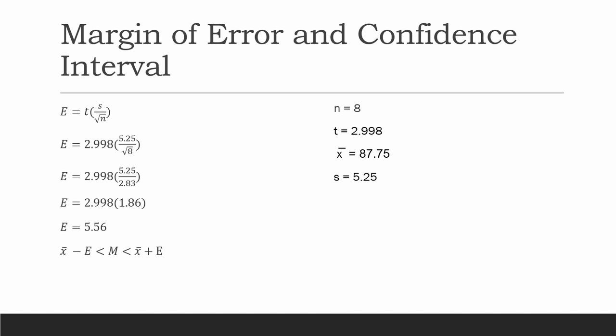Now for the confidence interval, we just need to subtract the margin of error from the mean, which gets us to 82.19. Then we need to add for the next value, which gets us 93.31. So our confidence interval is between 82.19 and 93.31.